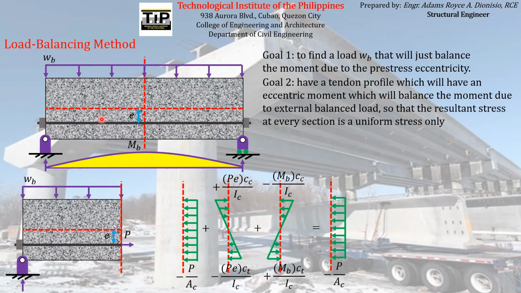So that is our second goal for this method, to formulate the formulas underlying the load balancing method. We have to vary the eccentricity along the length of the concrete element. So now, again, another problem will occur. The problem now will be, how will we vary the eccentricity?